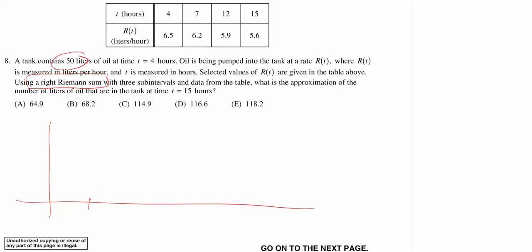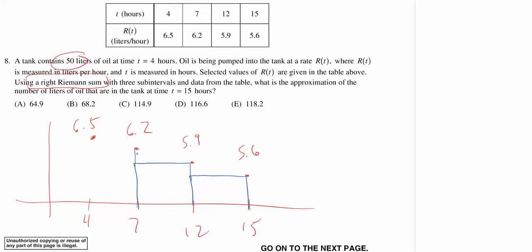At 4, it is 6.5. At 7, it is 6.2. At 12, it is 5.9. And at 15, it is 5.6. Obviously not to scale. Use a right Riemann sum. So let's take a look at what that looked like. Here's the right side. And if I'm going to do a right Riemann sum, I'm probably going to read from the right. So I want these guys.